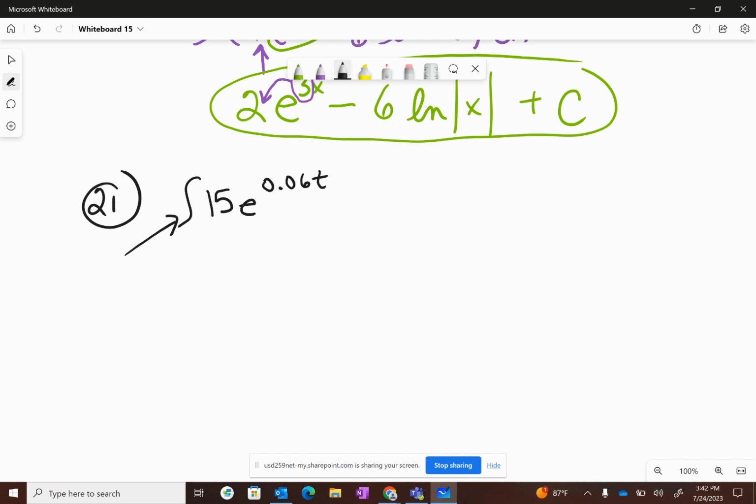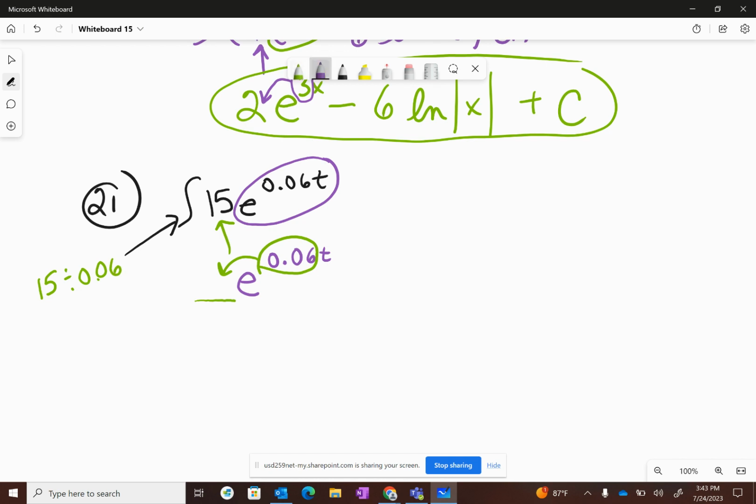Okay, so I'm going to integrate this. That means the e stays the same. This part all stays the same. But what I have to think about is something times this exponent, which the number I'm going to put right here, equals 15. So if you go 15 divided by 0.06 in your calculator, you're going to get 250, and that goes here. Then we have our plus c.